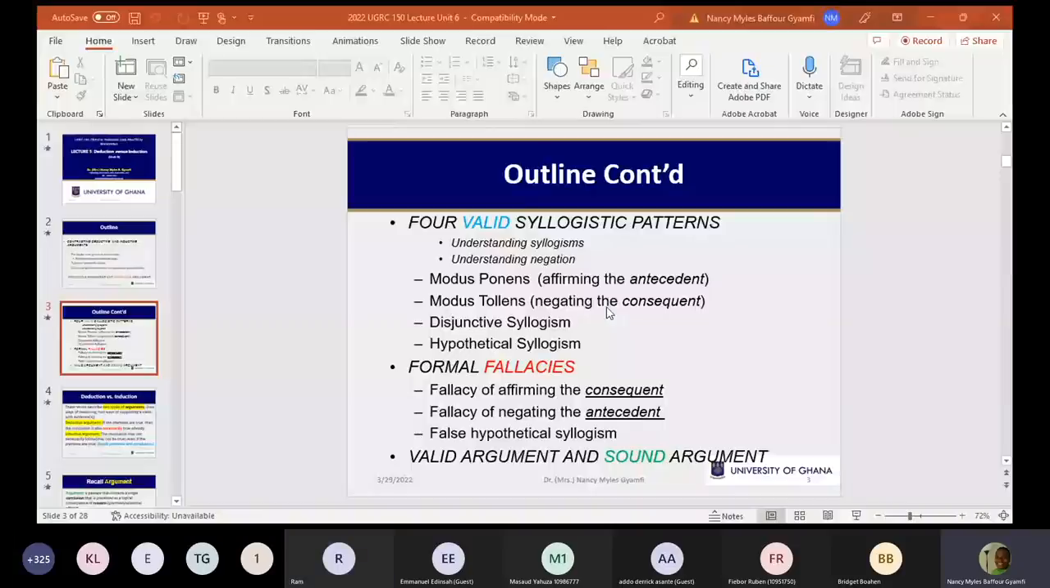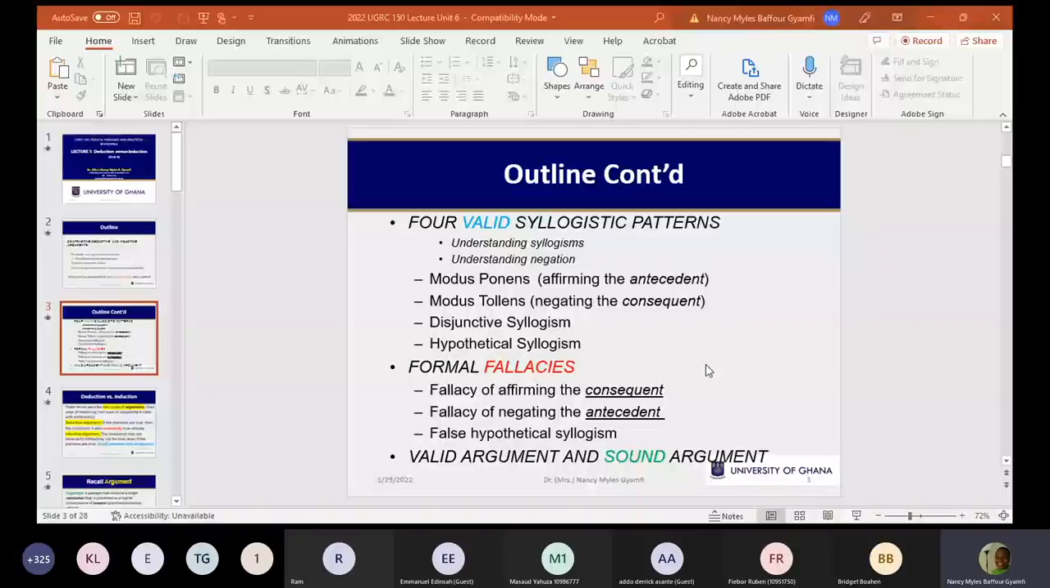So on this screen, you should know four valid syllogistic patterns. They are four and they are valid. And they are syllogistic patterns. Syllogism just means two premises leading to what? A conclusion. When we studied argument, we said when you have an argument, it means you have a conclusion that you are arriving at based on premises that have been given.